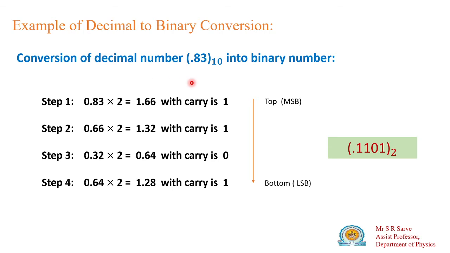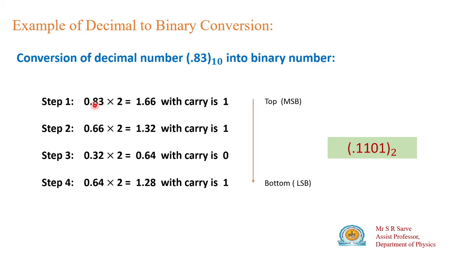Okay, so here what we have to do is convert this 0.83, this decimal number, into its corresponding binary number. What is the first step? We have to multiply it with 2. So 0.83 into 2, what is the multiplication? 1.66. So in 1.66, 1 is the integer and 0.66 is the fraction. So this 0.66 will come here and 1 will go here.